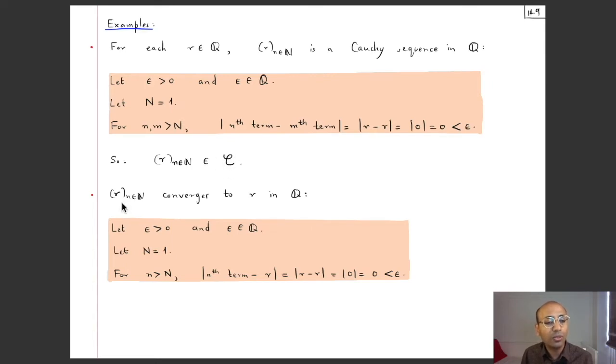Moreover, let's also show that this constant sequence converges to R in Q. First of all, the limit is a rational number, and given any rational epsilon positive, let's again take this index capital N equal to 1, and then for every little n which is beyond this index capital N, you have that the distance between the nth term and the claimed limit R is given by, well, the nth term is R, so this is just mod R minus R, which is again 0, and that's less than epsilon.